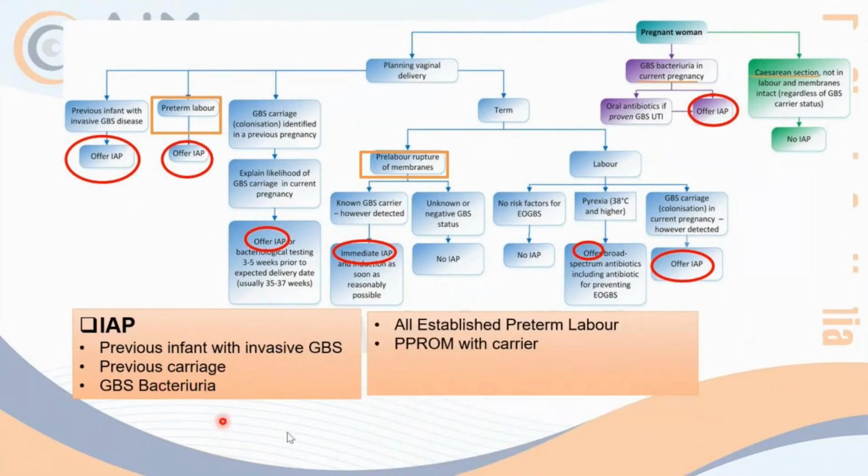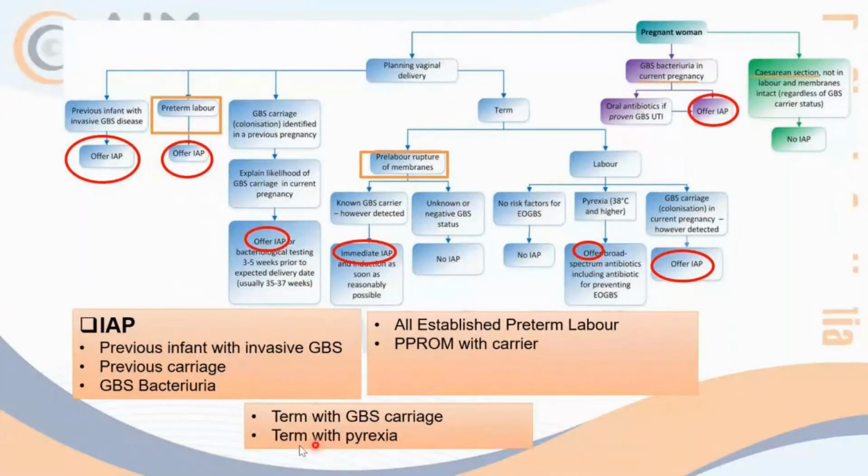You will give for all preterm PPROM. You will give for women at term if she has carriage or pyrexia. So for term, only two indications. This is again and again I'm emphasizing, because in term you please be careful when you give. In term only if carriage or pyrexia, while in preterm PPROM always. In previous invasive, previous carriage, you can, and bacteriuria always. Am I clear about this?